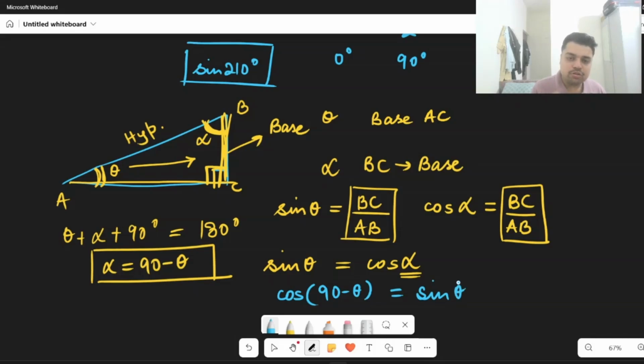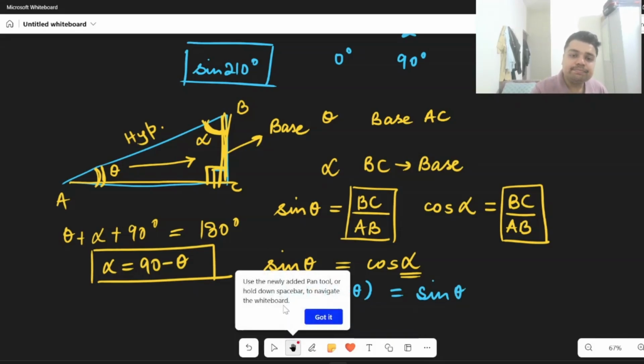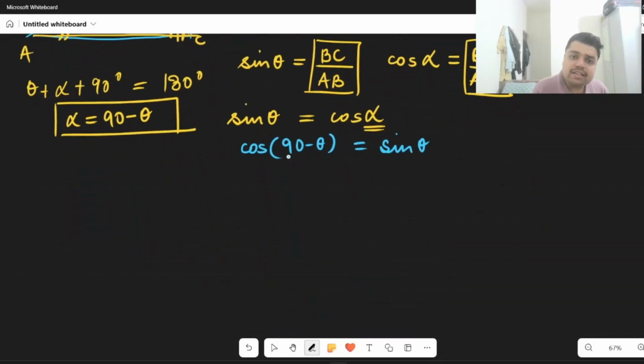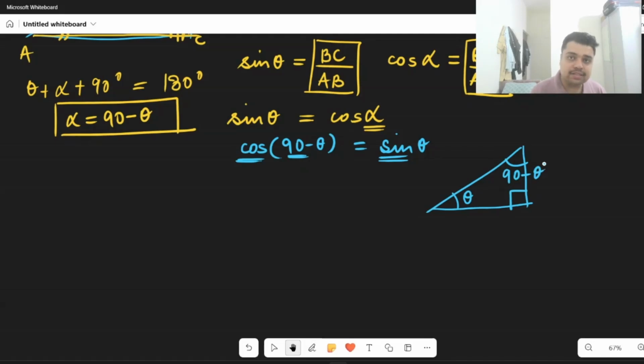Any doubt? Okay. Now, next thing, remember this: whenever we are considering our angle with respect to 90 degrees, cos is converted into sine. Can someone tell me why it is happening? See, whenever we talk about complementary angles, if this is theta and this is 90, the other angle automatically becomes 90 minus theta.